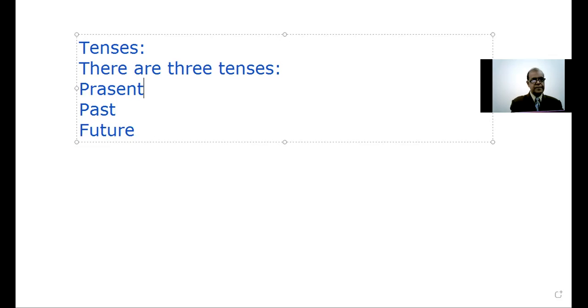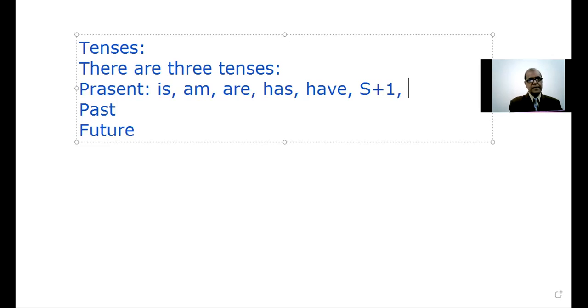And S plus first form, and can. These are signs of present. Present is am, are, not is was. Is, am, are, has, have, S plus one. That means subject followed by first form, and can. These are the signs of present. So what are the signs of past?